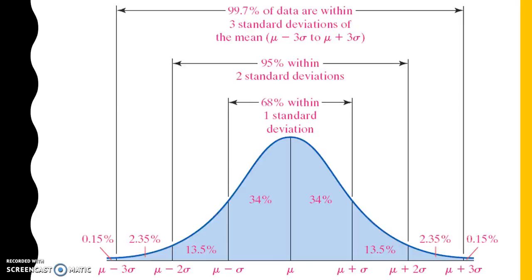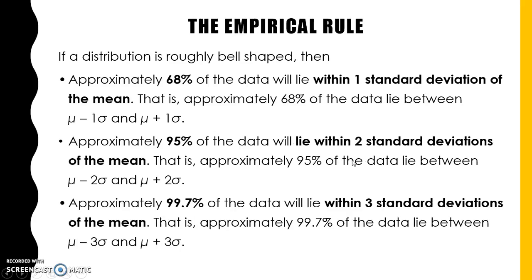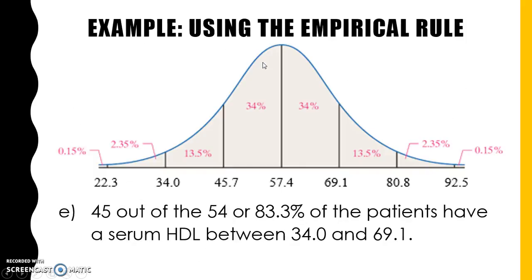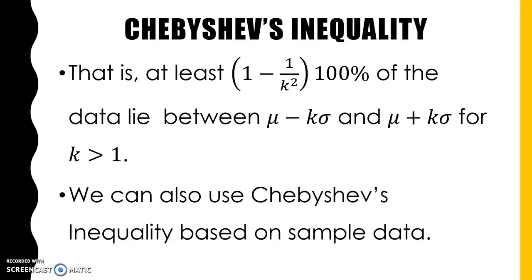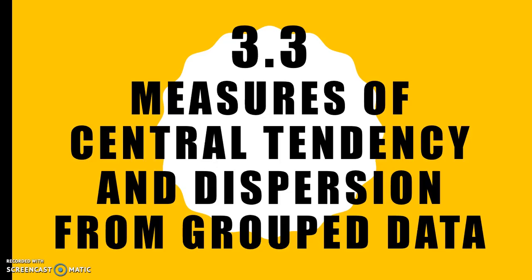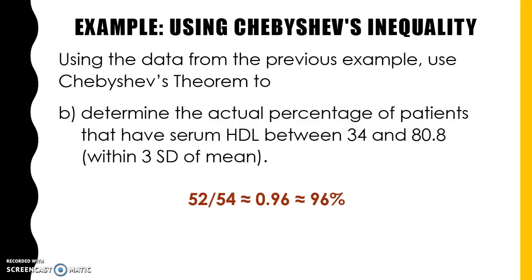If you didn't notice here, this says if a distribution is roughly bell-shaped, so we can only use that if it's bell-shaped. We're going to look at Chebyshev's inequality, and it says for any data set or distribution. So we can use this for any data set, whereas the empirical rule is only used for bell-shaped data. This says at least a certain percentage of observations lie within K standard deviations. We'll do examples of these, and I'll go into more detail. I just wanted to overview what was in 3.2. So I think that sums up 3.2.